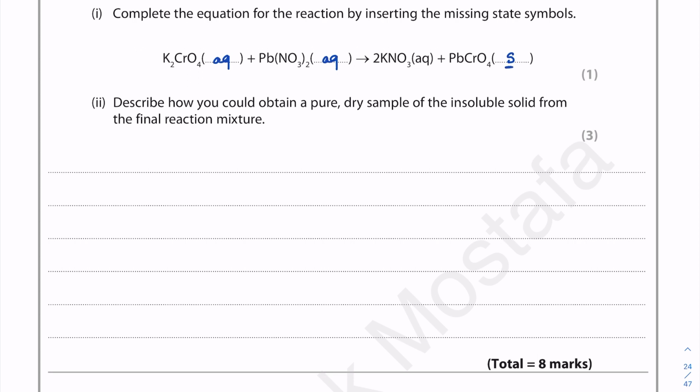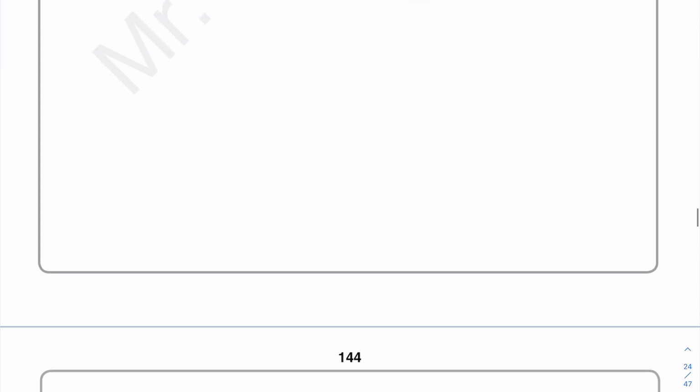I have a solid that I want to get out of the solution, so I must filter, wash and leave it to dry. Filter the lead(II) chromate, then wash the lead(II) chromate with distilled water, then leave the residue, which is lead(II) chromate, to dry in a warm place. It could also be dried in an oven.